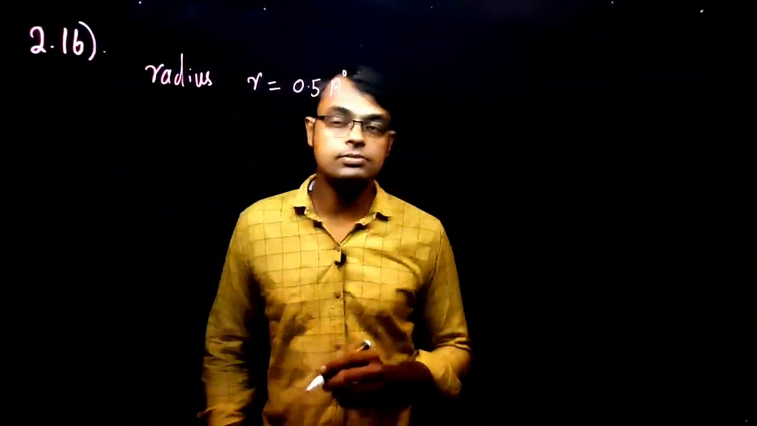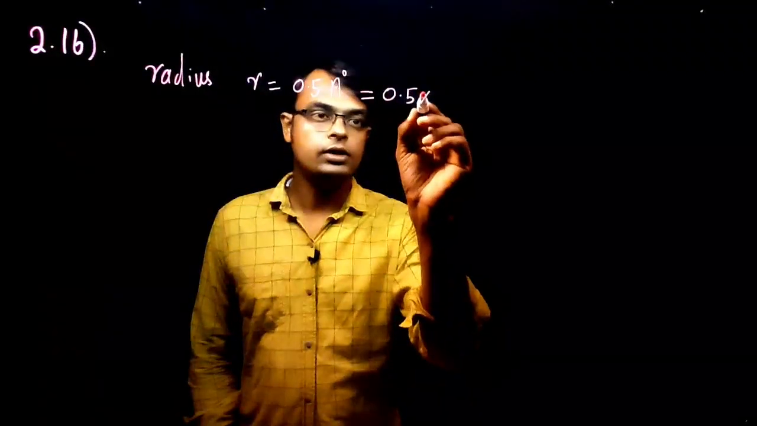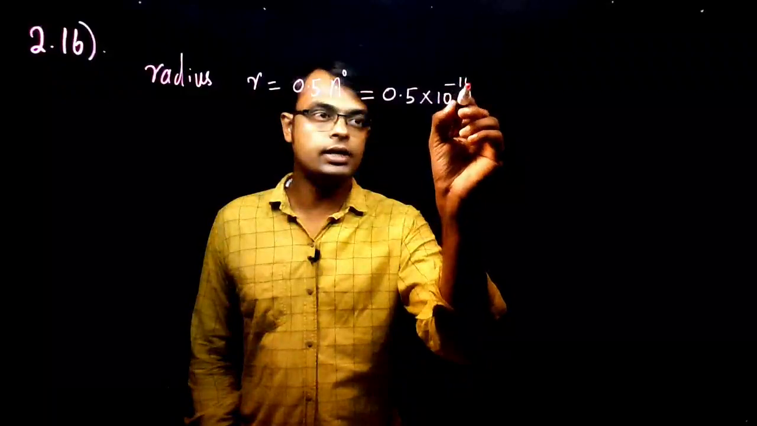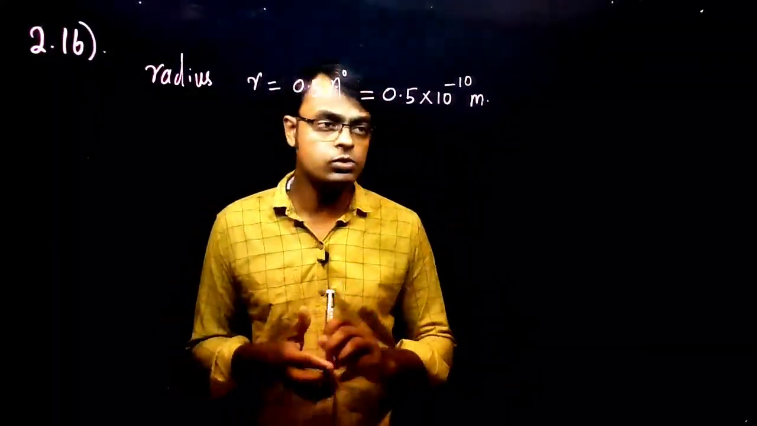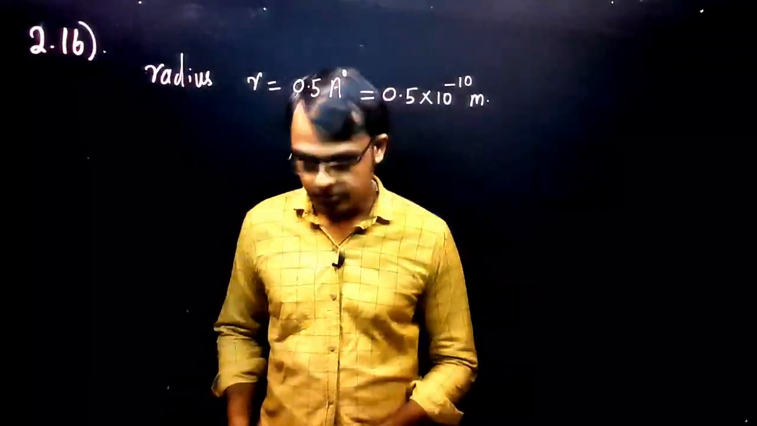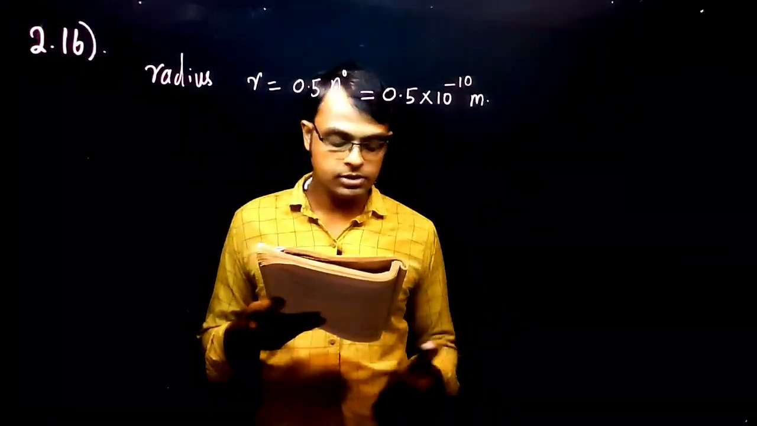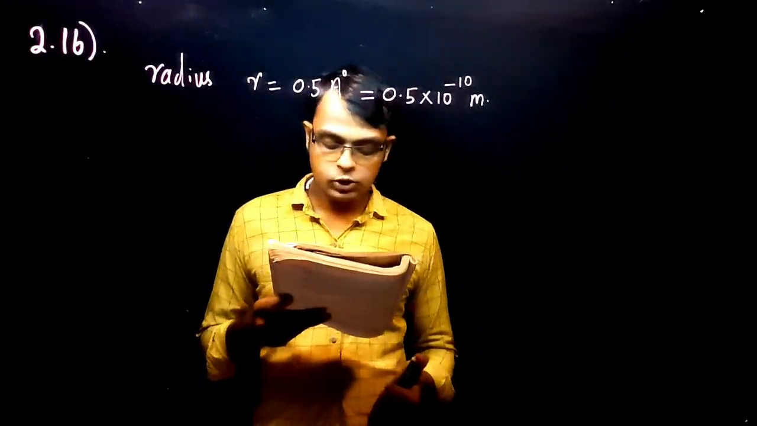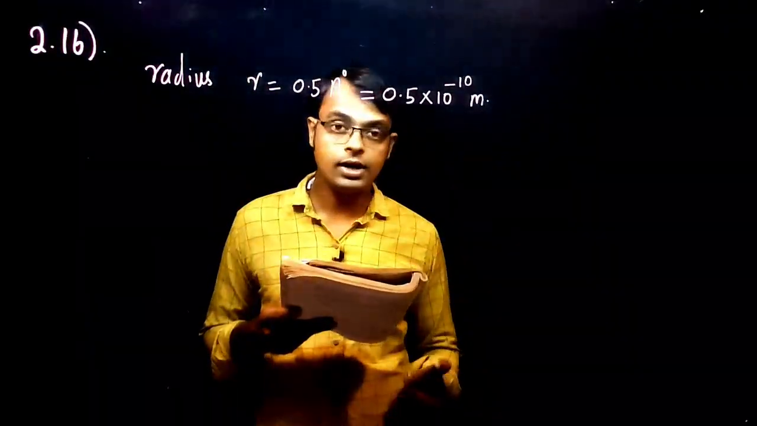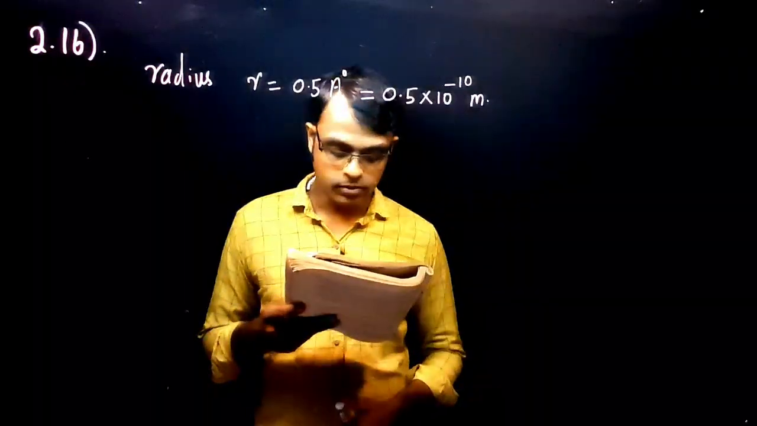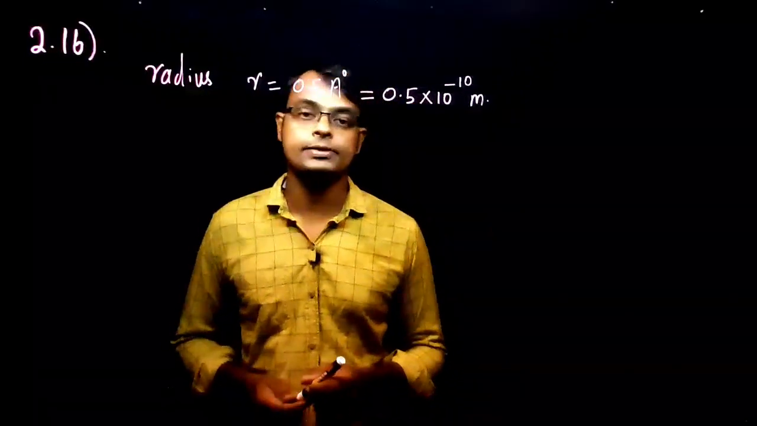What is meant by 1 angstrom? 1 angstrom is equal to 10 to the power minus 10 meter, so R is 0.5 into 10 to the power minus 10 meter. This is an SI unit, right? So the radius is given. What is the total atomic volume in meter cube of a mole of hydrogen atom? One mole of hydrogen atom.